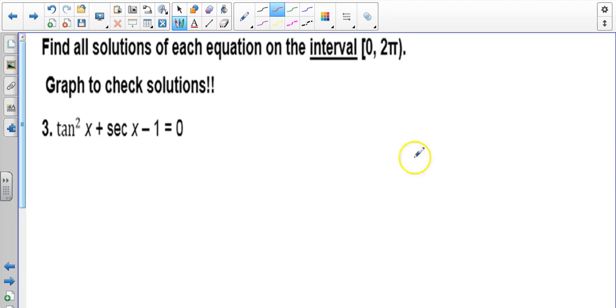Here we go. All right, guys, what do you want to try on this one? By the way, I might want to read the directions. It says 0 to 2 pi.